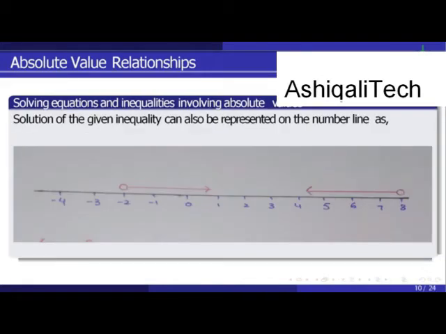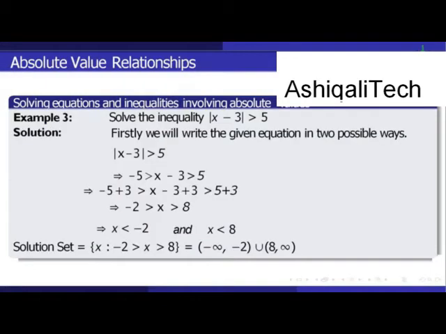Solution of the given inequality can be represented on the number line in the following way. You can see that x is greater than minus 2 is represented here. Since minus 2 is not included, we have a blank space, and the arrow shows that all the values above minus 2 are included in the solution set. Similarly, on the other side, the solution is x is less than 8. Here it is represented by the arrow where 8 is not included and all the numbers below 8 are included.